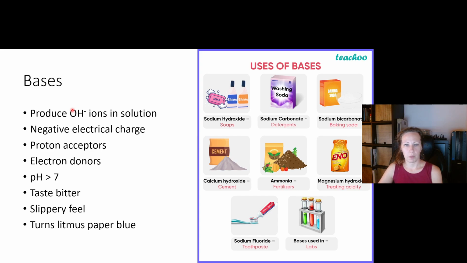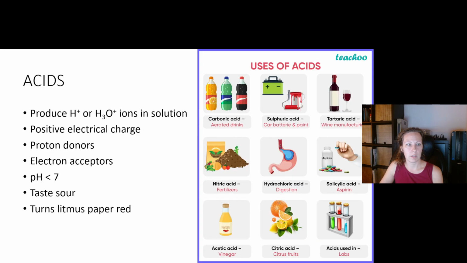Okay, now you'll notice one thing I noticed with this little graphic is fertilizers in both of these. But you can have fertilizers that do different things. So on the bases side, we have ammonia as a fertilizer, and then on the acid side, we have nitric acid, which is also used as a fertilizer. Both of them are sources of nitrogen.